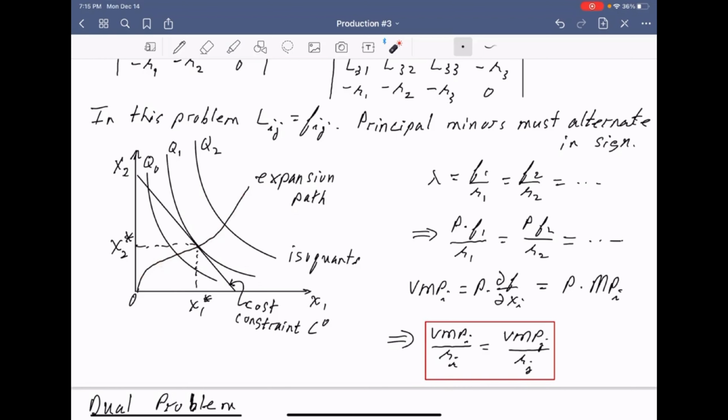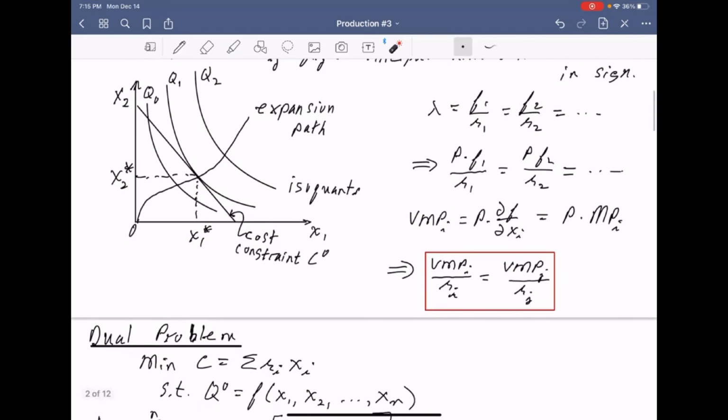Now notice here that if we take this budget constraint and we run it parallel, then it is tangent to this isoquant at this point, and if we make it parallel up here, it'd be tangent here. All along that expansion path, we have these tangencies between the cost and the isoquant. And then x1 star and x2 star are our optimums.